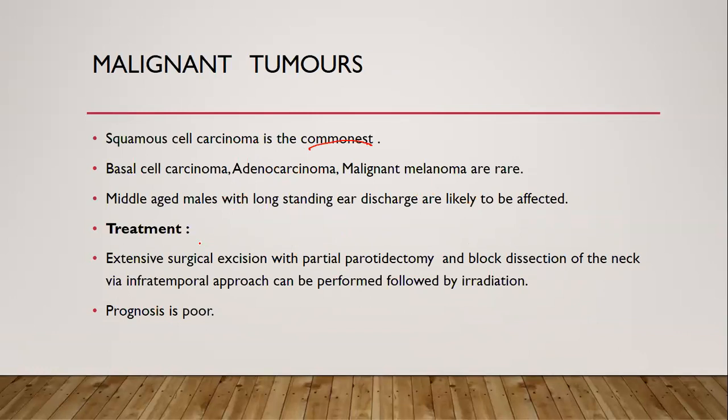Then treatment will be extensive surgical excision with partial parotidectomy and block dissection of the neck via the infratemporal approach, followed by radiation. So, after the excision is done, we can perform radiation therapy to prevent the recurrence of these forms of malignant tumors. When compared with preauricular tumors, the prognosis is very poor.